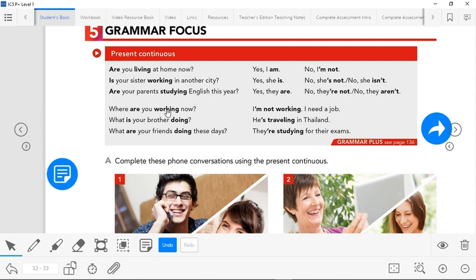Where are you working now? I'm not working, I need a job. Right now, he's not working. And here we have some simple present that is just a statement. It's not something that is happening now, okay?